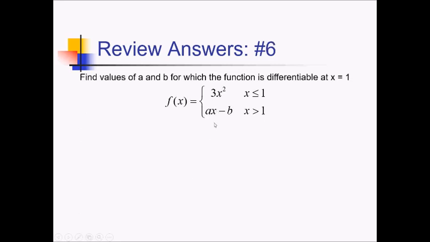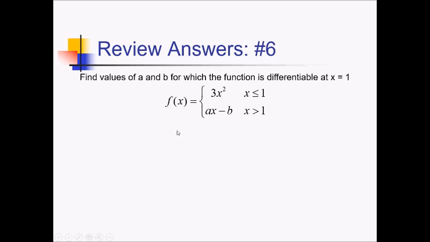To figure out values of a and b for which this function is differentiable, we need to basically show that the function is continuous and differentiable, or at least go through the steps of that proof that we did on that last problem. And in doing so, we'll get some equations that we can use to solve for a and b. So let's start with continuity.